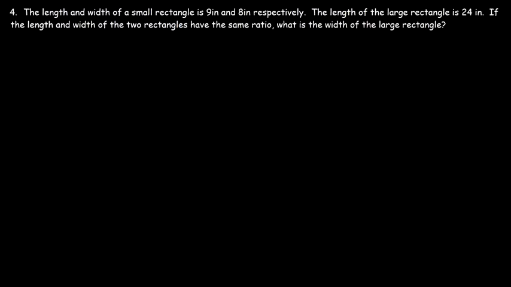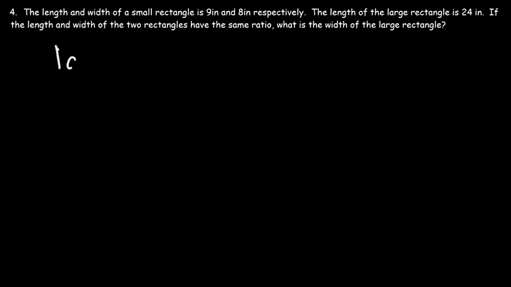Number 4. The length and width of a small rectangle is 9 inches and 8 inches respectively. The length of the large rectangle is 24 inches. If the length and the width of the two rectangles have the same ratio, what is the width of the large rectangle?